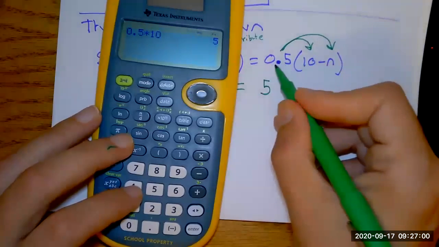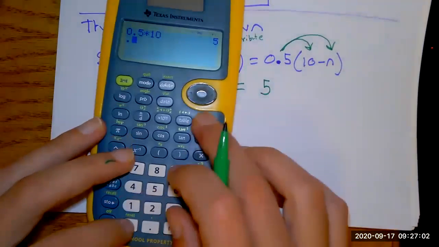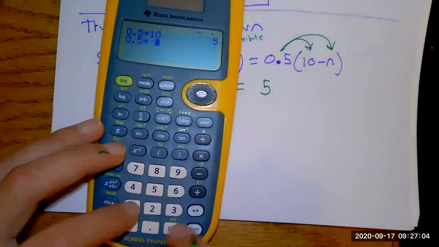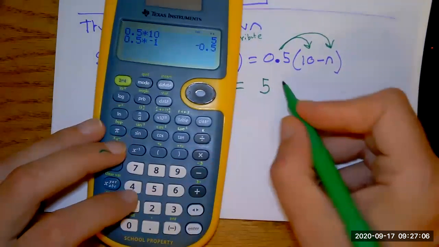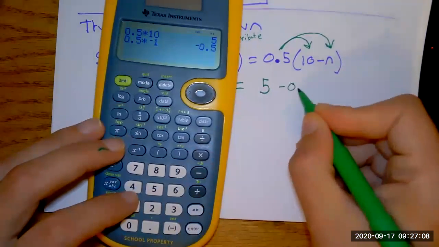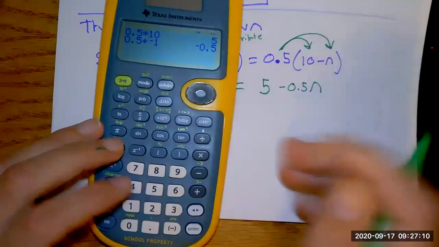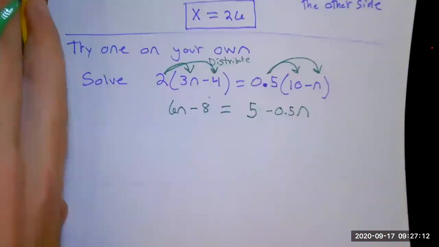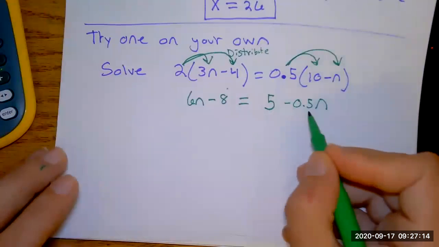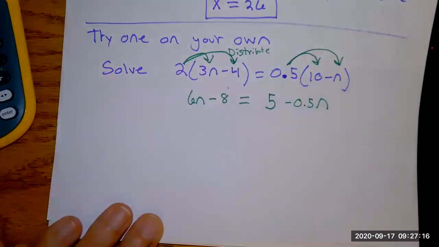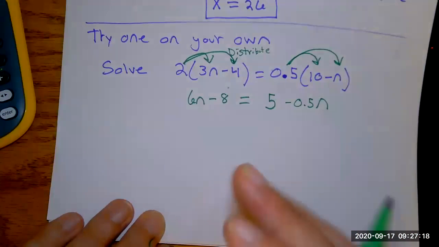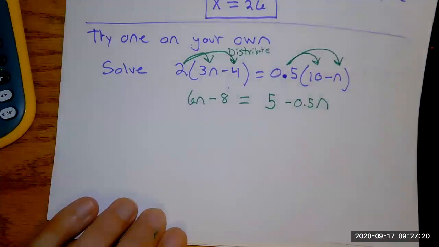And then 0.5 times negative 1 is negative a half. So I'm going to have minus 0.5n. Okay? And some calculators might tell you this as a fraction, which is 1/2, and that's totally fine as well. Again, if something comes up, just let me know in chat.